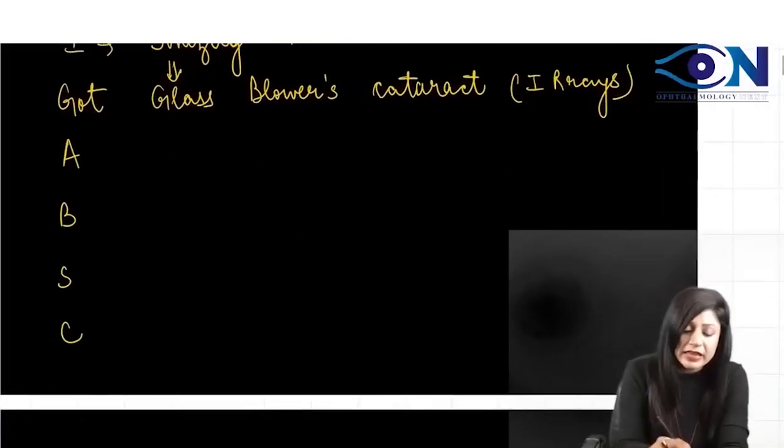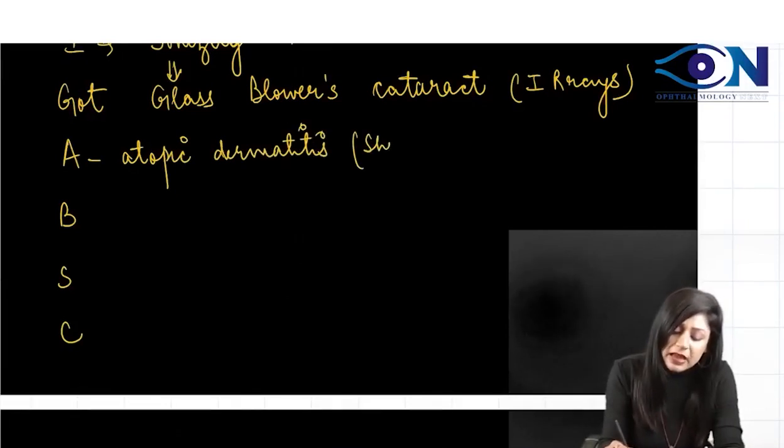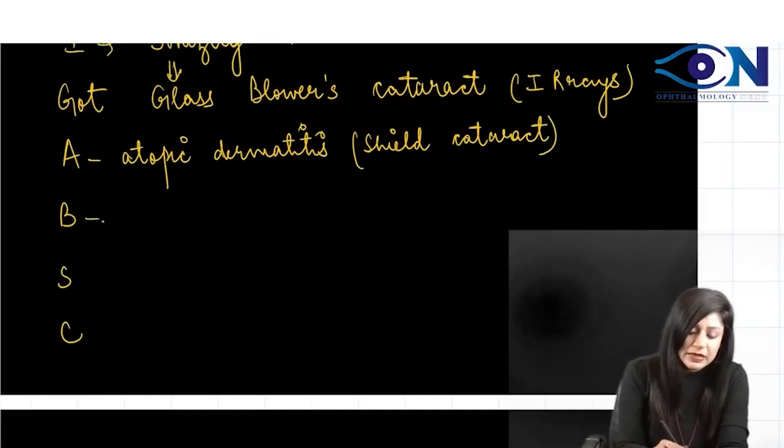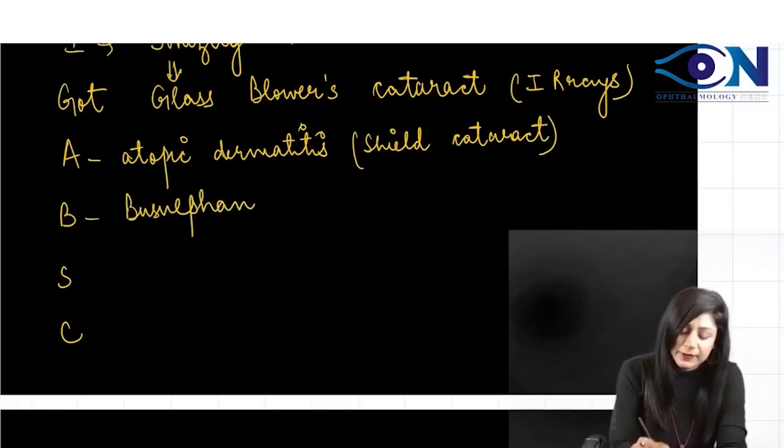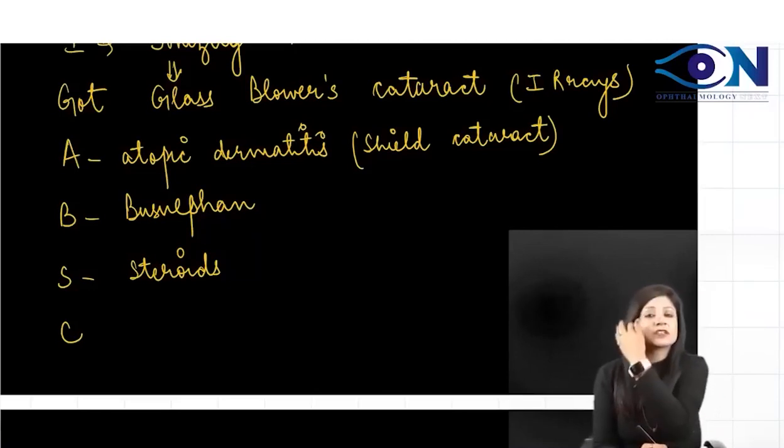Then we have got A for atopic dermatitis. And what is the name of this cataract? This cataract is called as a shield cataract. Then B for busulfan. Another drug is the busulfan. Then we have S for the steroids. Steroids are important source of posterior subcapsular cataract.